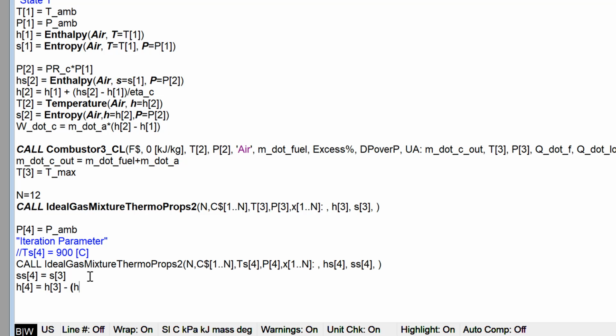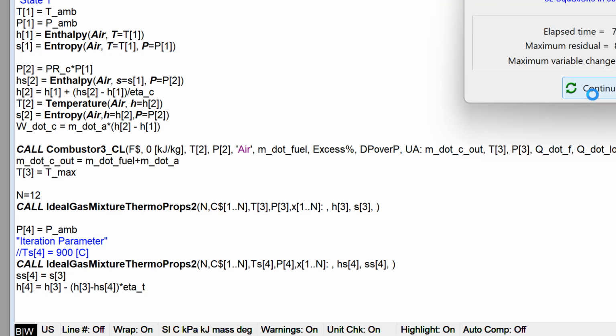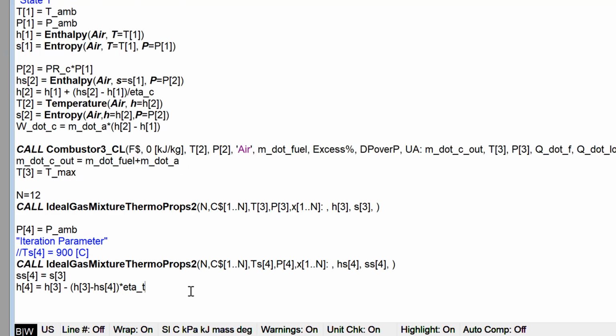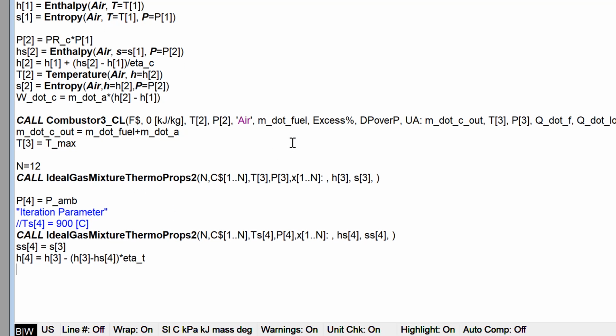H3 minus H4s. So that's the enthalpy change I'd get across the isentropic turbine, and then I have to multiply that by eta T, the efficiency of the turbine. And I can solve that, and that works okay. And finally then I can get the properties that are leaving the gas turbine engine.